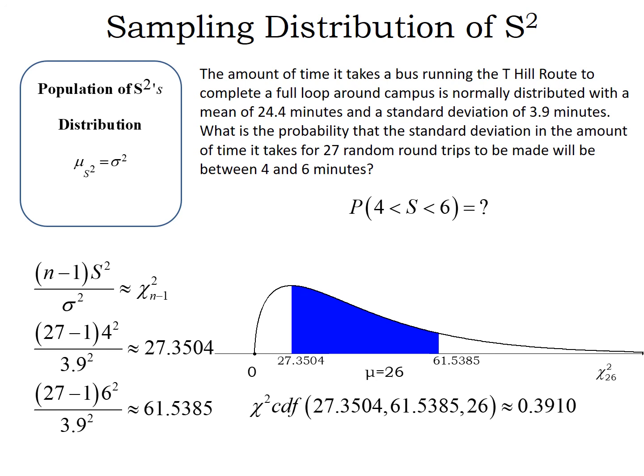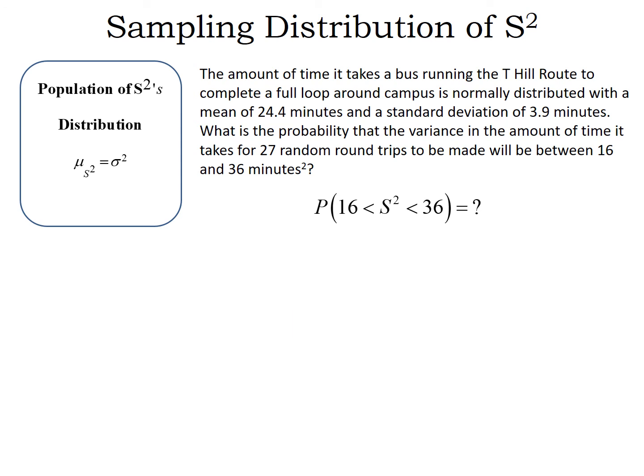I want to look at this problem, exact same problem, but had it been phrased slightly different. So what if it said instead, what is the probability that the variance in the amount of time it takes for 27 round trips is between 16 and 36 minutes squared? So instead of S being between 4 and 6, I'm saying S squared is between 4 squared, which is 16, and 6 squared, which is 36. So really it's the exact same problem, only instead of saying standard deviation in the problem, it says variance.